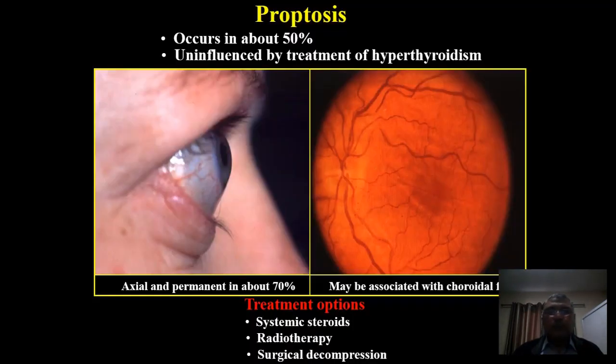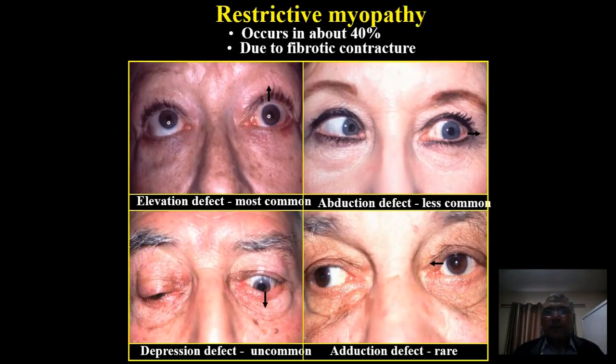This is proptosis occurring in a case of hyperthyroidism, so it is thyroid-related proptosis. There is restriction of ocular motility in this thyroid eye disease due to fibrosis of one of the extraocular muscles. So here there is defective elevation of the left eye due to fibrosis of the inferior rectus.